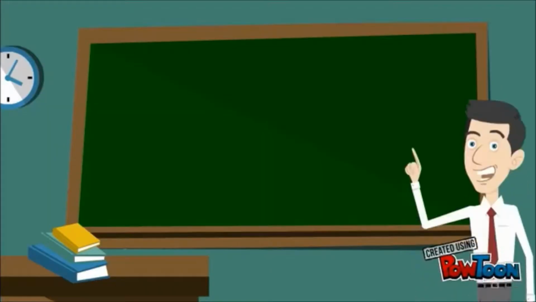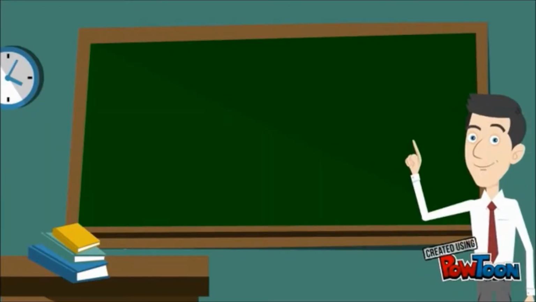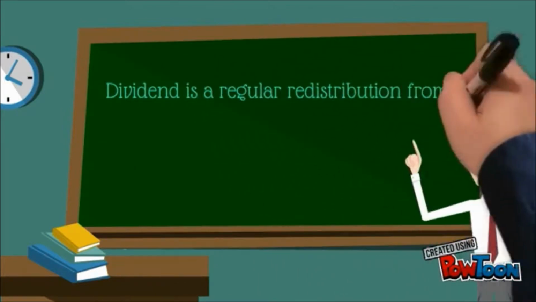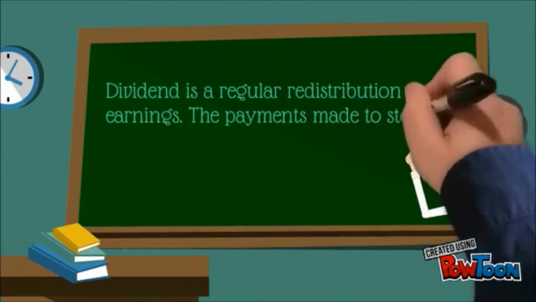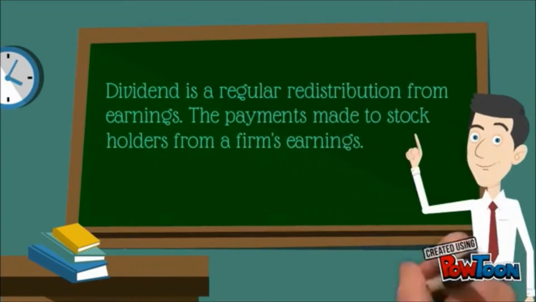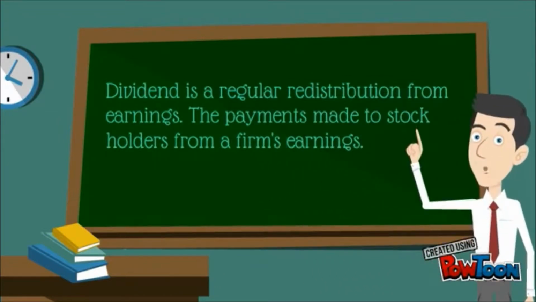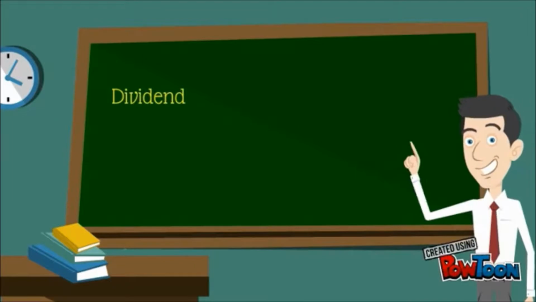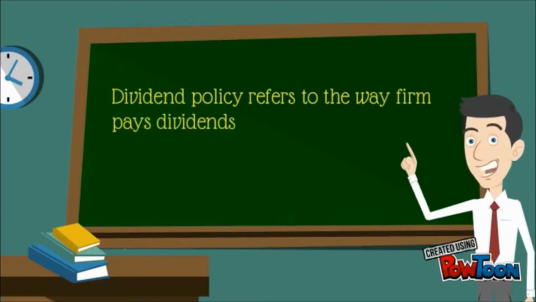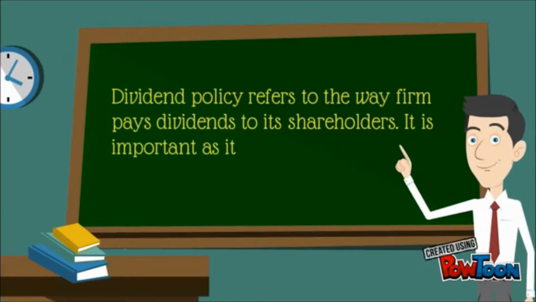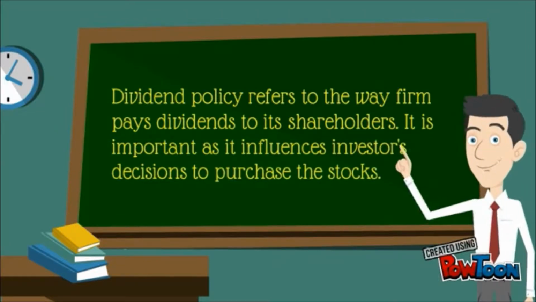What is dividend and what is dividend policy? What is dividend? Dividend is a regular redistribution from earnings, the payments made to stockholders from a firm's earnings. What is dividend policy? Dividend policy refers to the way a firm pays dividends to its shareholders. It is important as it influences investors' decisions to purchase the stocks.